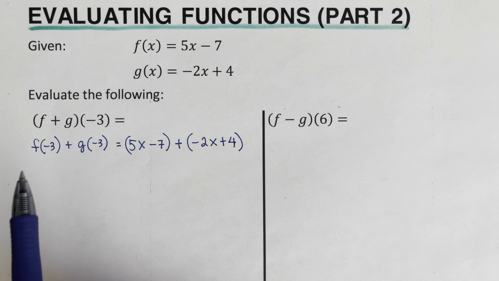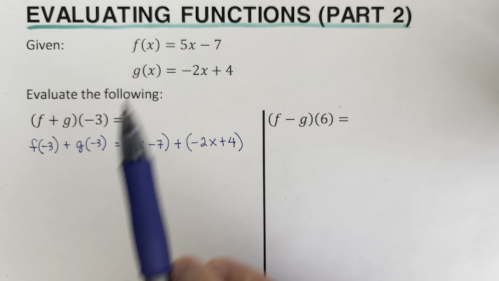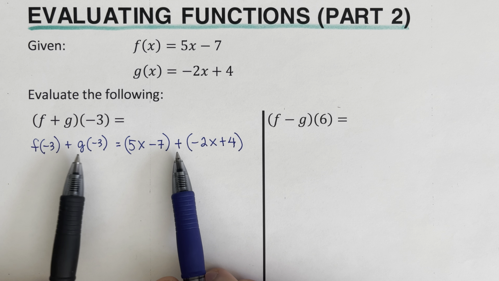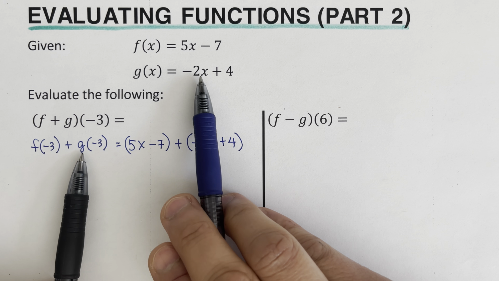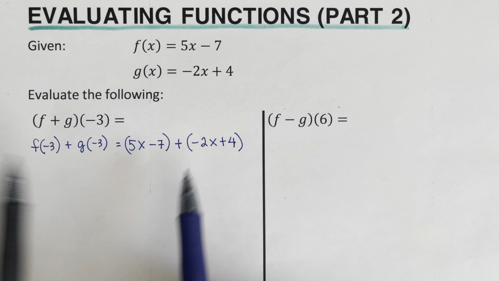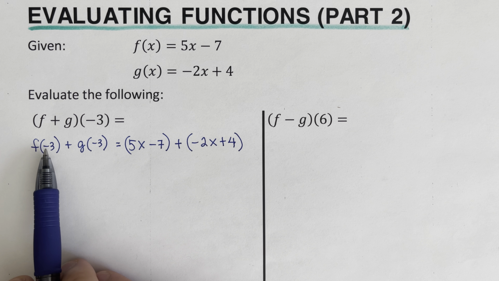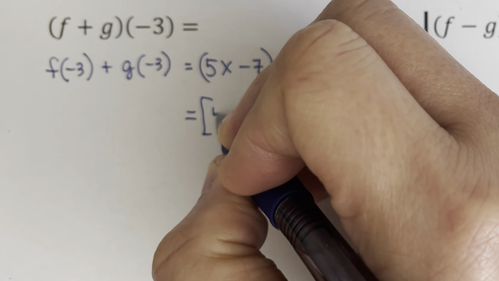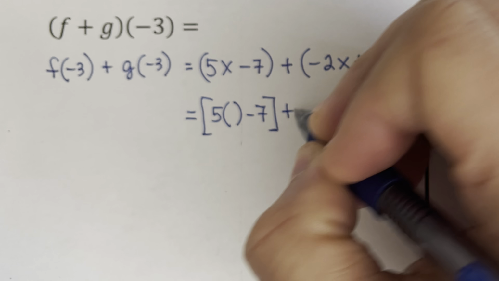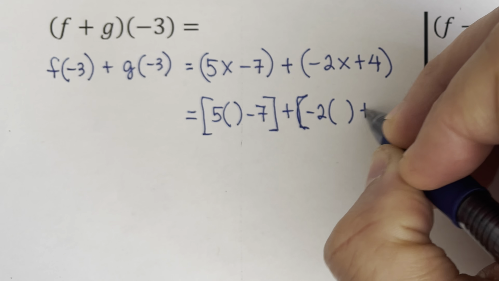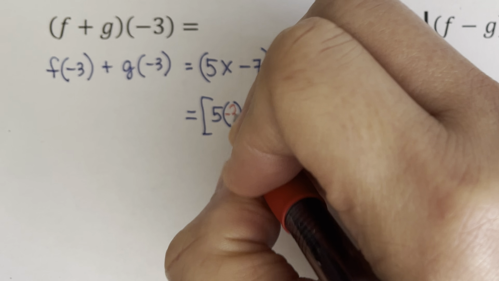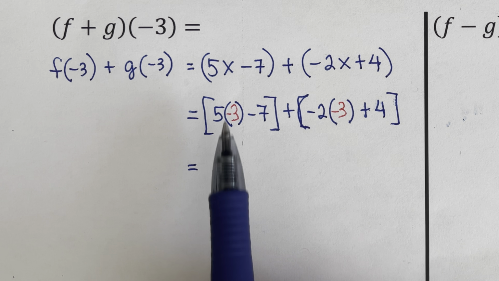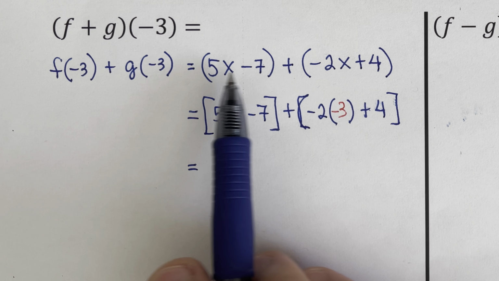Okay, so what I did was I wrote the f of x, which is this expression that we have right here, 5x minus 7, plus we have g of x is negative 2x plus 4. Now, what we're going to do next is we are going to plug this negative 3 into each of the x's. So this would come out.